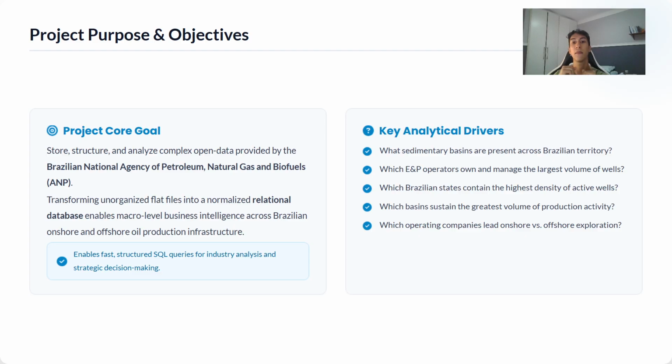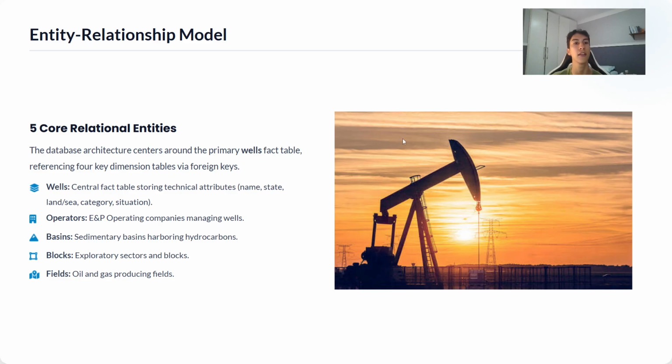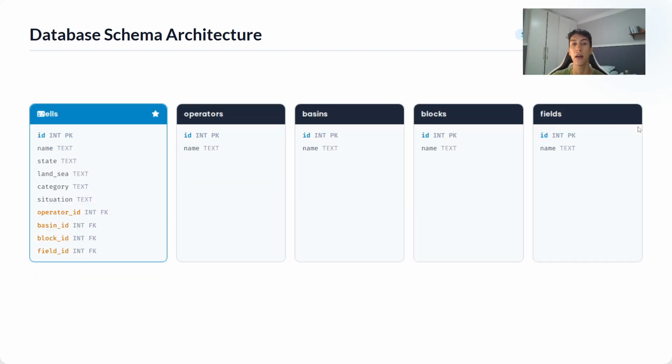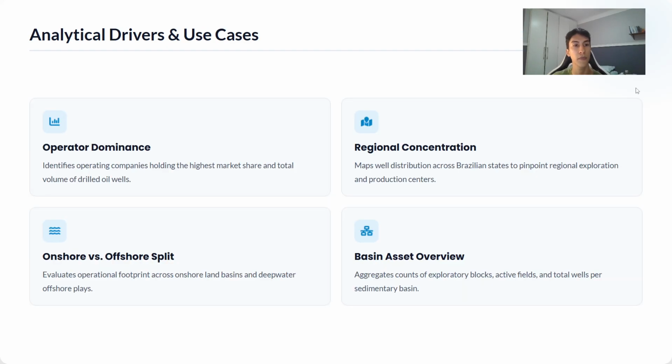And to do that, I've stated five questions to be answered throughout the project, and I'm not gonna read them, but you guys can see them here, and I'm gonna show them being executed in my database in a second. So I have five core relational entities to do this project. The first one is wells, the second one is operators, the third one is basins, the fourth one is blocks, and to finalize everything, I have fields. That's basically the database schema architecture, but I'm going to show you guys in the code in just a bit.